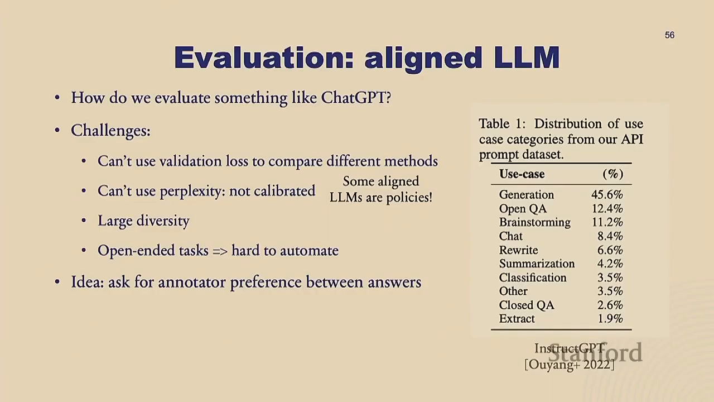Yes? I'm not sure I understand what you mean by can't use perplexity and not calibrated. The LLM is still doing next token prediction, right? So why can't perplexity use that?